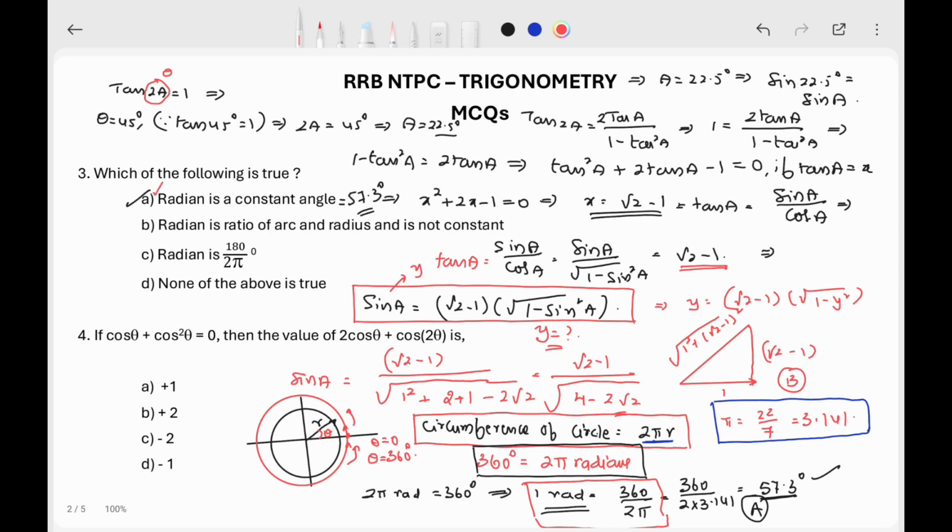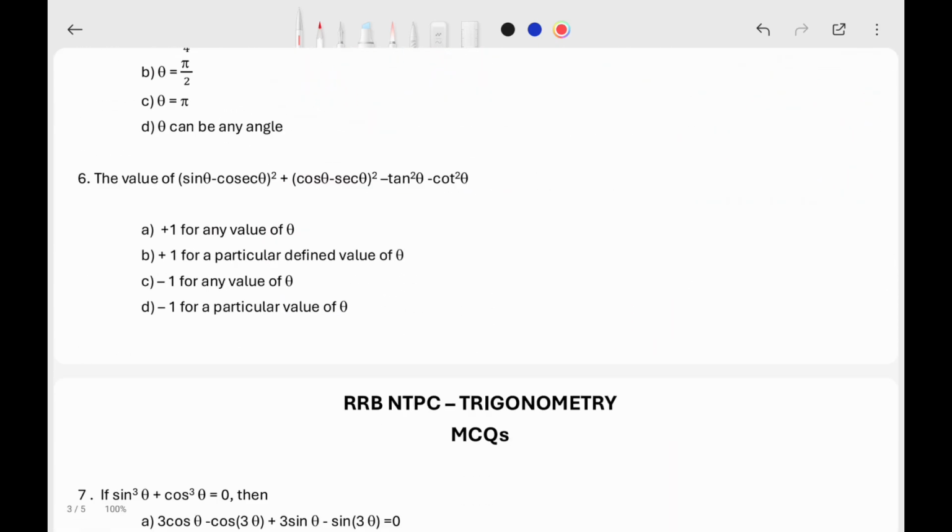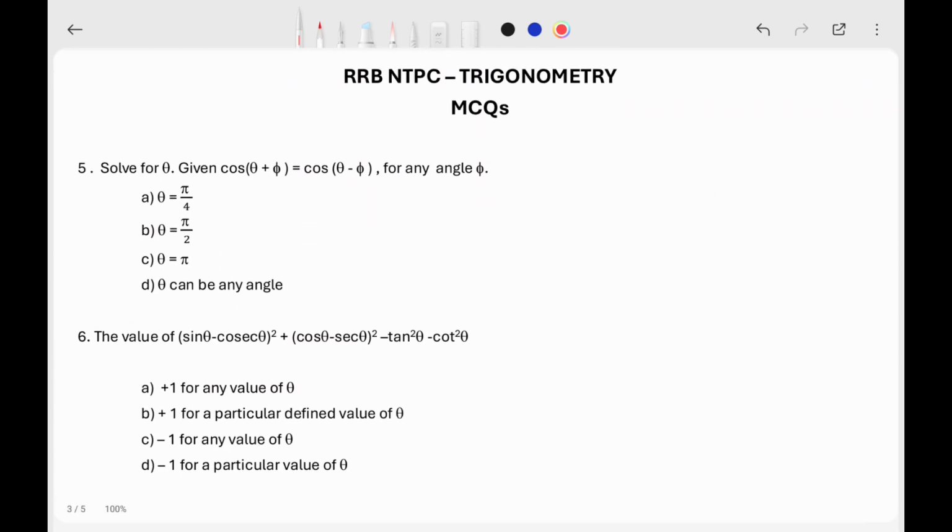Now, the next question involves compound angles. Cos theta plus cos 2 theta is equal to 0. It is given. Then we have to find out how much 2 cos theta plus cos 2 theta is. First, the condition given, because I don't have place in the previous page, I will write: condition is given cos theta plus cos 2 theta is equal to 0. Agreed?